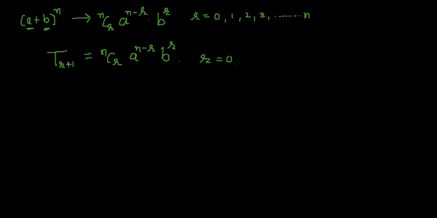If you keep r equal to 0 here, then it's 0 plus 1, it will give me the first term. If r is 1, then it will give me the second term. If you put r equal to 2, it will give me T3, since 2 plus 1 is 3, so it's the third term, and so on. If I keep the last value n instead of r, then it will give me the (n+1)th term. So this is the general term. This we are going to use in different questions.